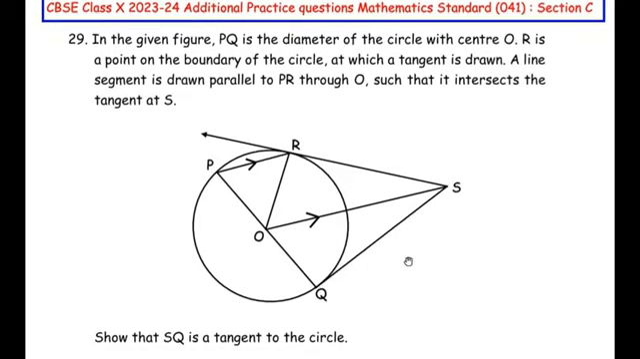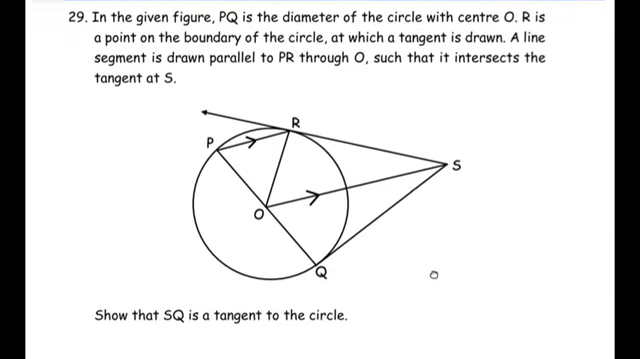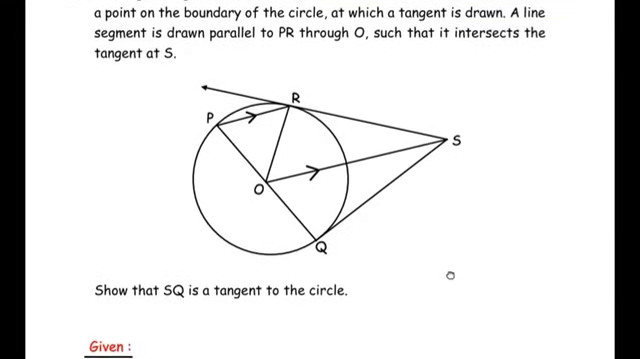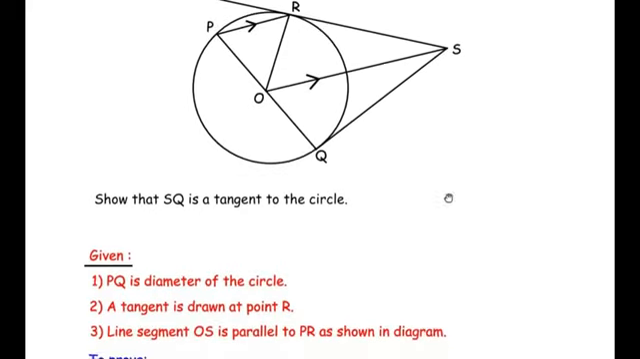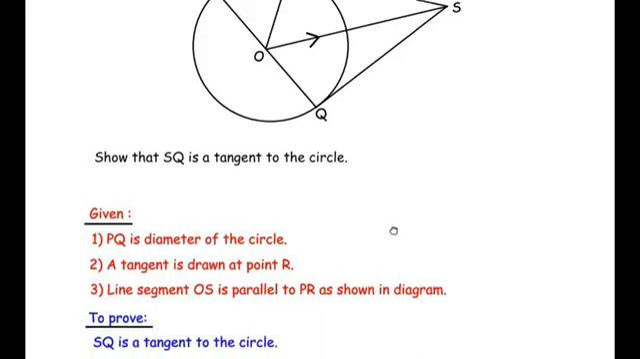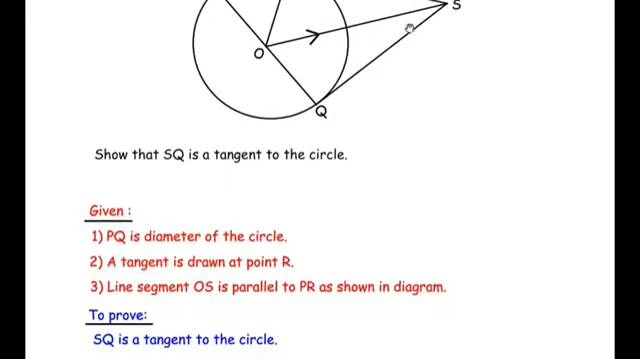Now let us try to understand the question and write down the given points over here. I have already written the solution of this question, so I'll be discussing the answers with you. So here I have written the given points, that is given is PQ is a diameter of the circle and a tangent is drawn at point R. Line segment OS is parallel to PR, so you can see the arrows, which means that PR is parallel to OS, and it is given in the diagram. Now we have to prove that SQ is a tangent to the circle.